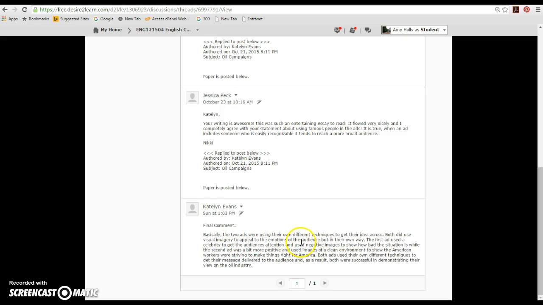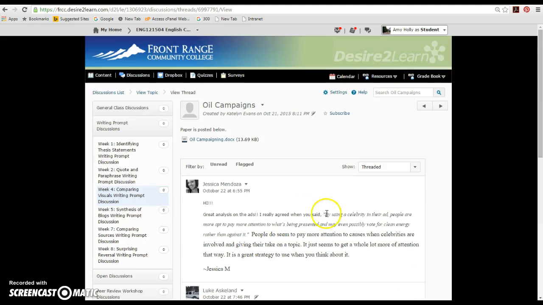Both use visual imagery to appeal to emotions in two different ways. Both ads are using different techniques to get their message out, and as a result, both were successful. I don't think that's an invalid evaluation there, because they really do have somewhat different audiences, and inasmuch as they're using different kinds of strategies, it's very possible that they could both be successful.